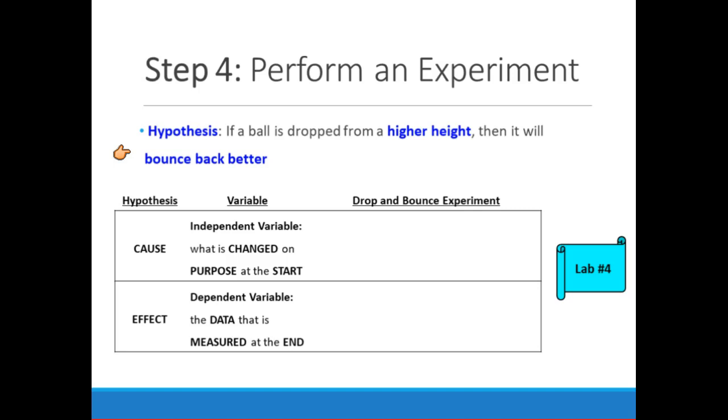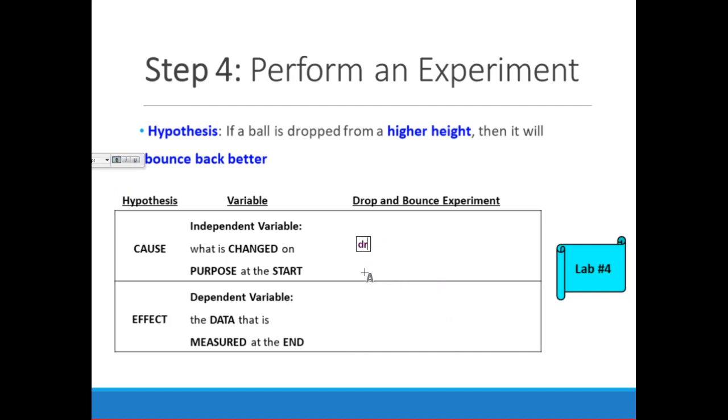In this case, remember we talked about independent and dependent variables. The independent variable is what we have the freedom to change, what we're in charge of changing at the start of the experiment. So tell me in the chat box, what can I change at the start of the experiment? The drop height or the bounce height?